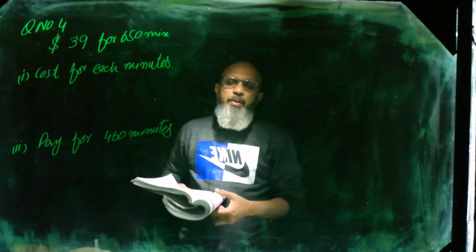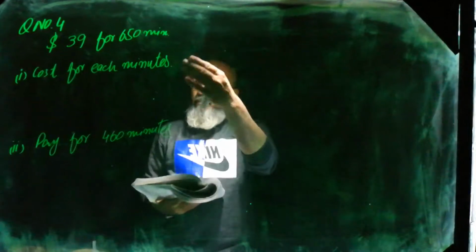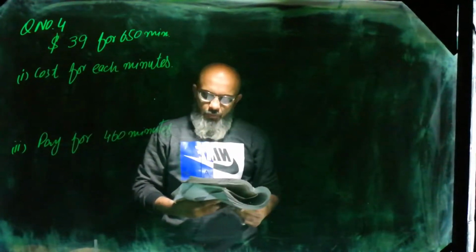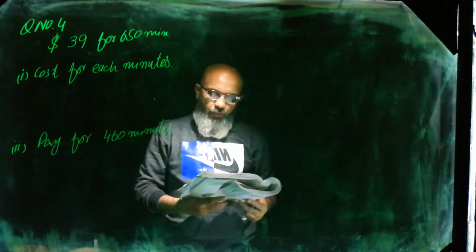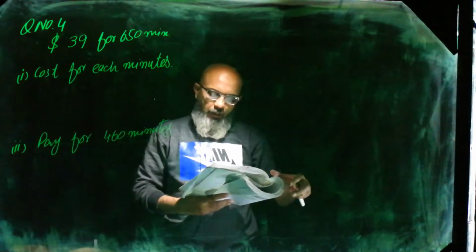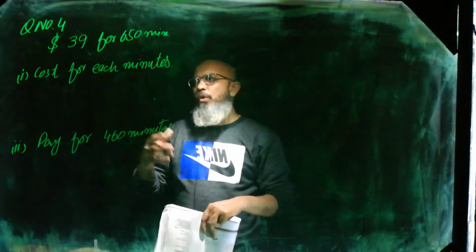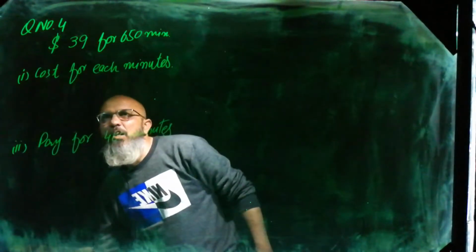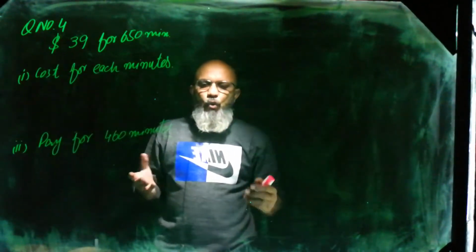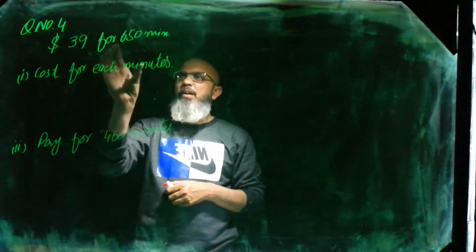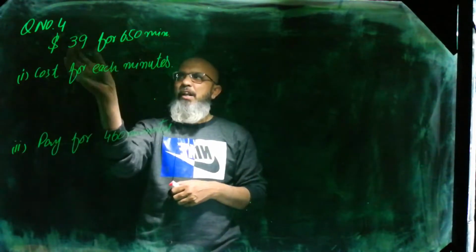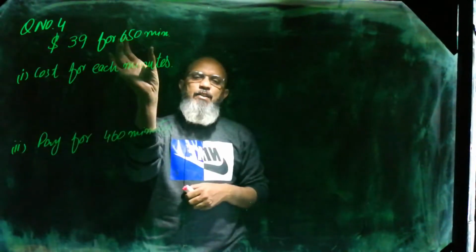Okay, now come to question number 4. I write some main points of the question. So I read the question first. Mitchell has to pay $39 for 650 minutes of outgoing calls made. So he paid $39 for 650 minutes of outgoing calls. So we have to find the cost for each minute. So what we have to do, simply we will divide $39 by 650 minutes.